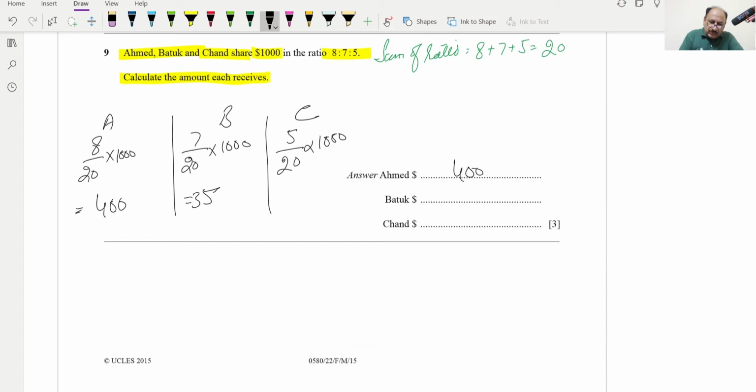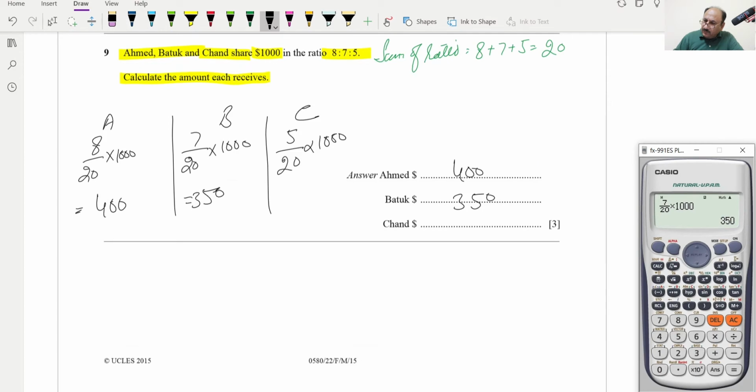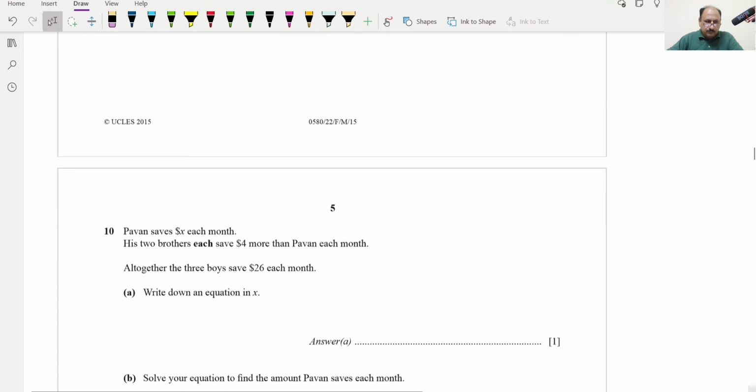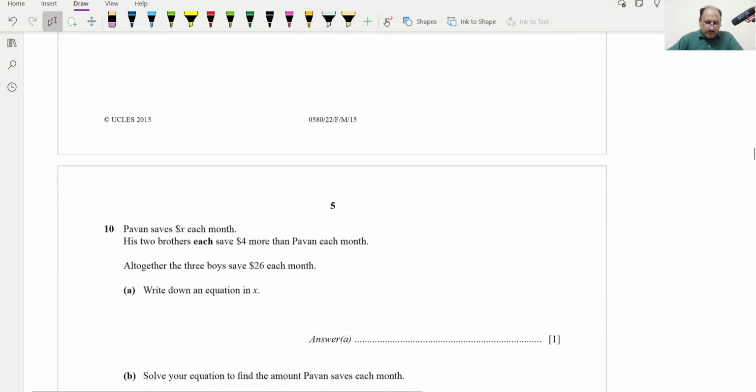So this is 350. We can write $350, and then comes the third one, which is 5. We will have to replace here as 5, and this will be equal to 250. So $250 will be the answer for this one. Hopefully you understood. 3 mark question. It's an easy, straightforward question. Now we can move to question number 10.